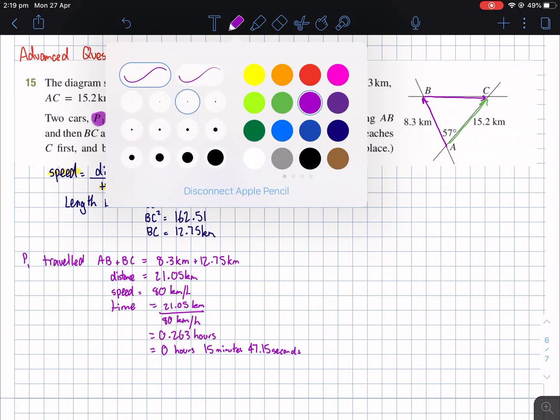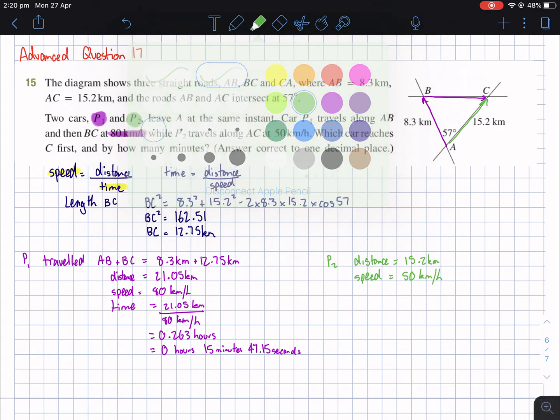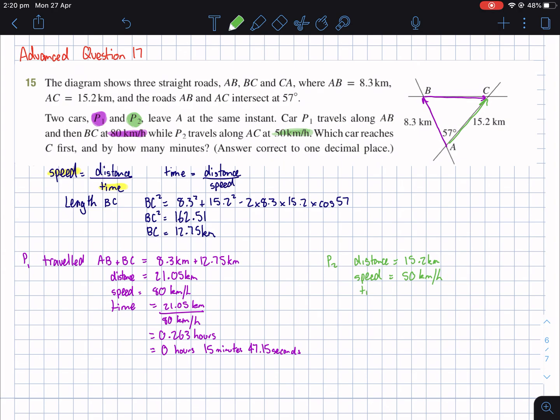Okay, so now let's figure out for P2. Much easier. Distance was just 15.2. Speed, they told us it was 50 kilometres an hour. Which means its time is 15.2 over 50. So time equaled 0.304. Again, DMS button, so degrees, minutes, seconds button, that's 0 hours, 18 minutes, 14.4 seconds.